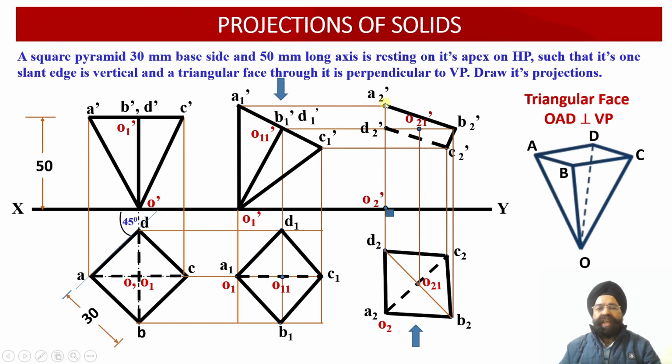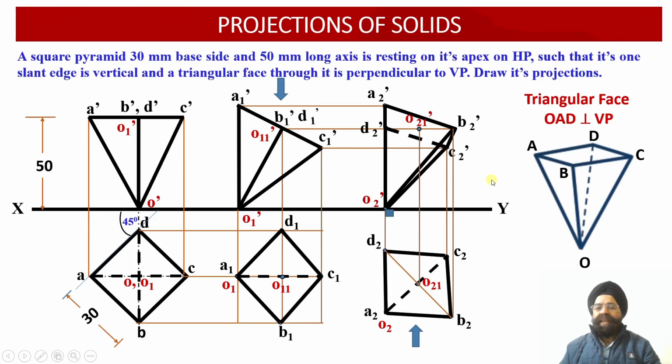But this edge, A2 dash, D2 dash, is appearing in the boundary. So it will be drawn as a darker one. Similarly, O2 dash, D2 dash, again is appearing in the boundary. So this will be drawn as a darker line. And O2 dash, A2 dash will be drawn dark. O2 dash, C2 dash will be drawn dark. And O2 dash, B2 dash will also be drawn dark.